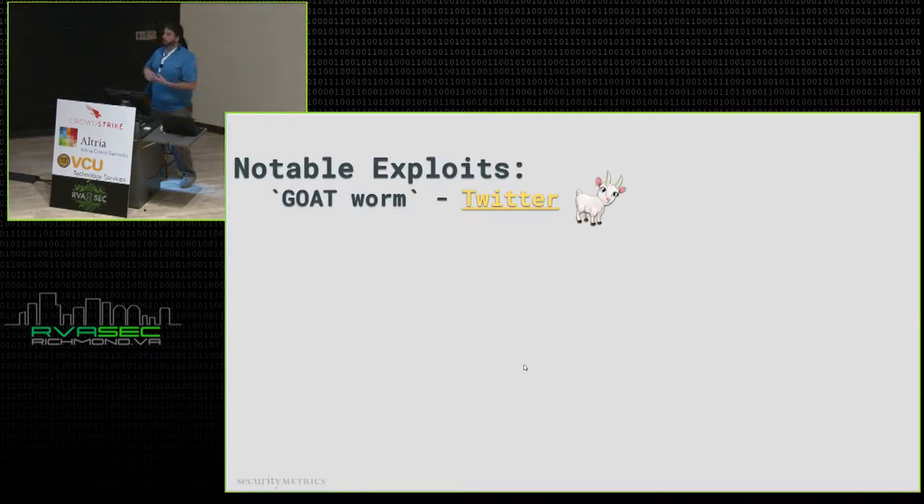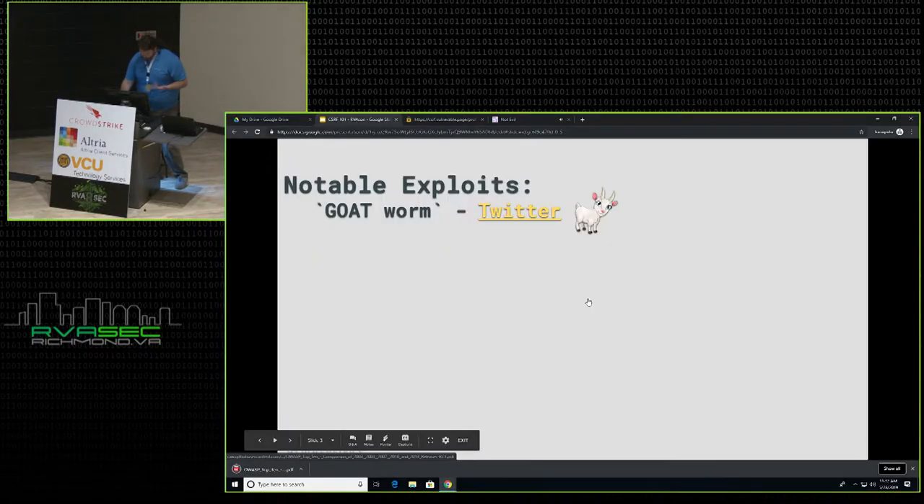So CSRF has been around for a long time, with a really notable attack a couple years ago known as the goat worm on Twitter. It was known as the goat worm because a user posted a link, or tweeted a link, and all of his followers that clicked the link would then tweet out a request that said, I like to perform sexually explicit acts with goats, WTF, and then the link as well. And so the worm multiplied and spread.